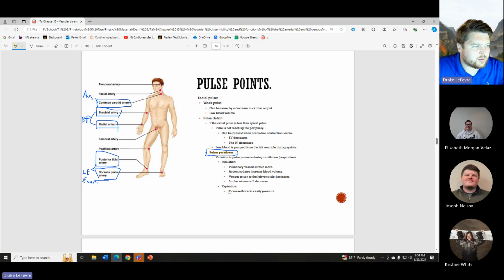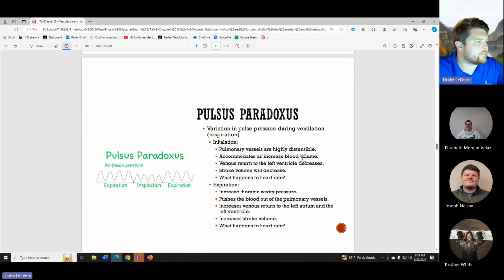On expiration, we increase the thoracic cavity pressure, so we increase the amount of pressure, increase squeeze, blood pressure goes up. So inhalation, blood pressure down; expiration, blood pressure up. Just super slightly, but it's something to note. Typically, he'll ask a question like which goes up, which goes down. Inhalation, blood pressure goes down. Expiration, blood pressure goes a little bit up.